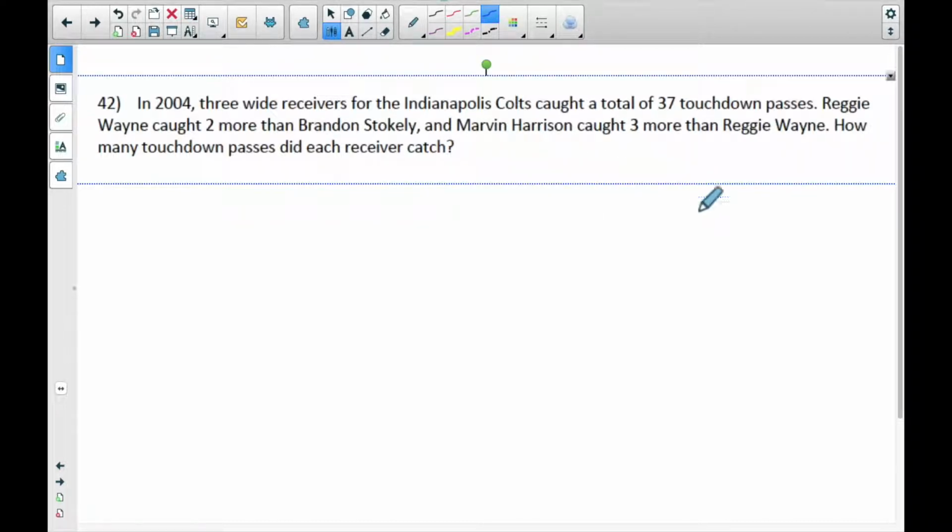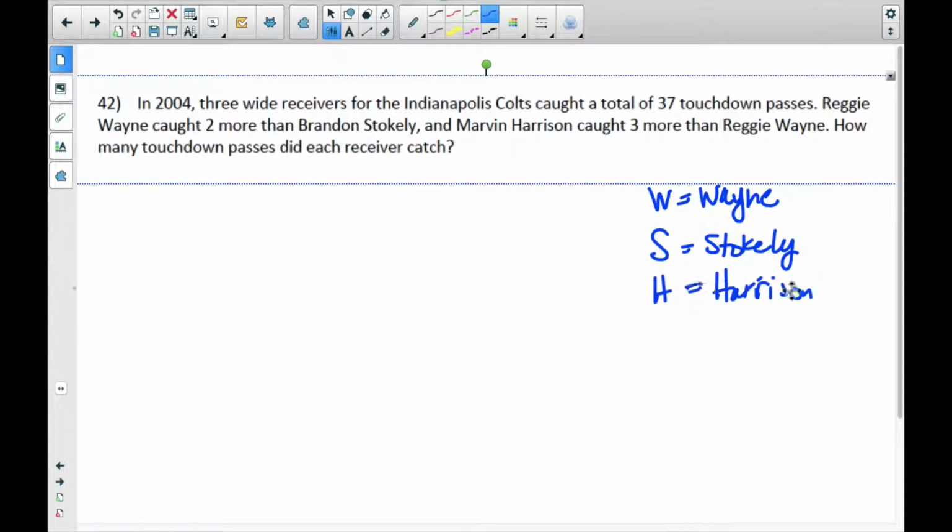Now, you can use any variables you want. In this case, because there are so many names, I'm going to use W for Reggie Wayne, S for Brandon Stokely, and H for Marvin Harrison. You could use X, Y, whatever, but I'm just going to use this. That way they match up a little easier for me in my head. Okay, so now I'm going to go to the first sentence. 3 wide receivers caught a total of 37 touchdown passes. That means 37 passes were caught by Reggie Wayne, Brandon Stokely, and Marvin Harrison.